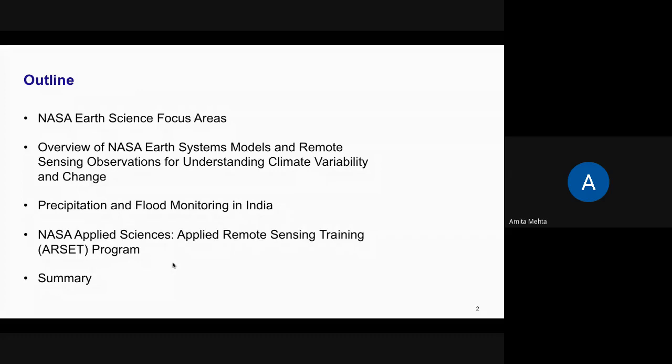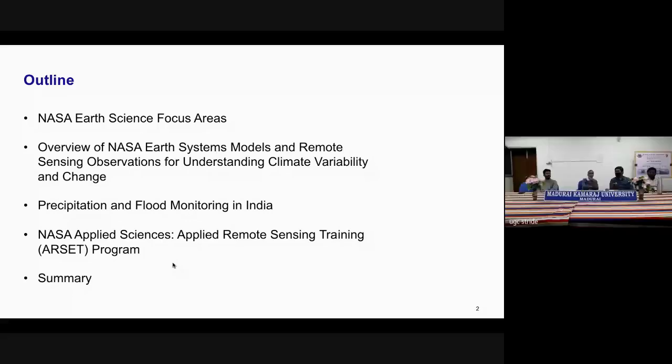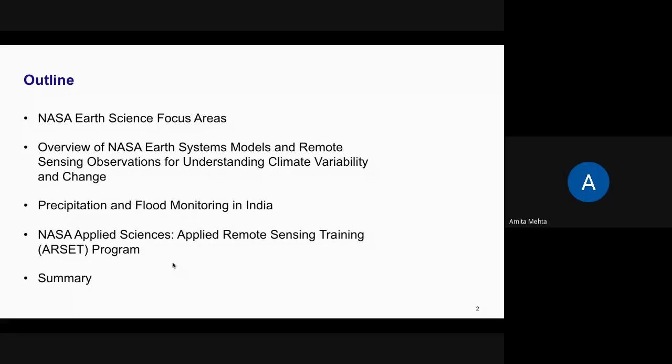I just am curious, you can unmute yourself and tell me if you have been using any remote sensing data for your research or applications. Yes, ma'am, we are using remote sensing data. Okay, and so some of this might be familiar to you.